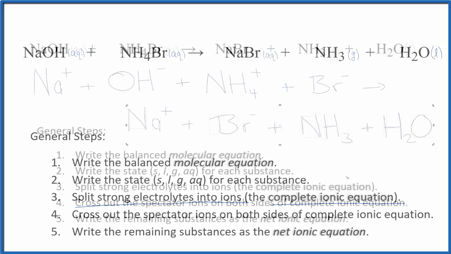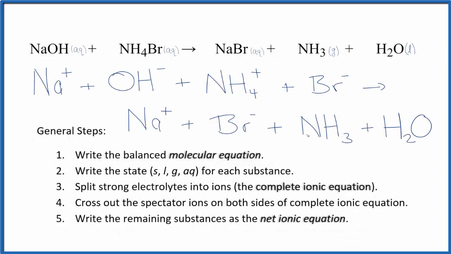Water, that's a liquid. Now we'll split the strong electrolytes into their ions for the complete ionic equation. That looks like this. So this is the complete ionic equation for NaOH plus NH4Br. You'll note that the NH3, we kept that together. We don't split gases or liquids apart in net ionic equations. If this was aqueous, we wouldn't split it apart either because NH3 is a weak electrolyte. We call it a weak base. So we wouldn't split it apart if it was aqueous either. So it doesn't really change a lot.